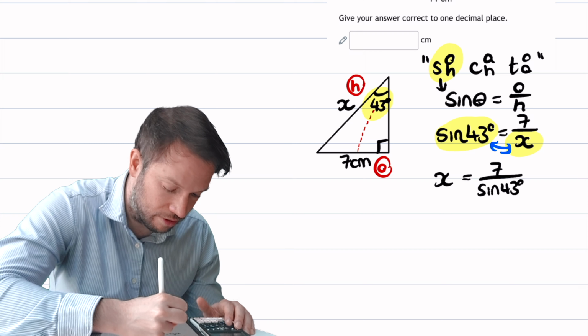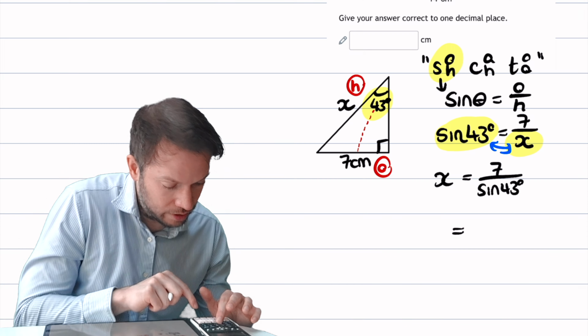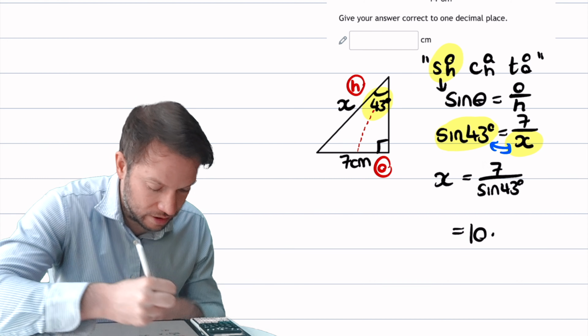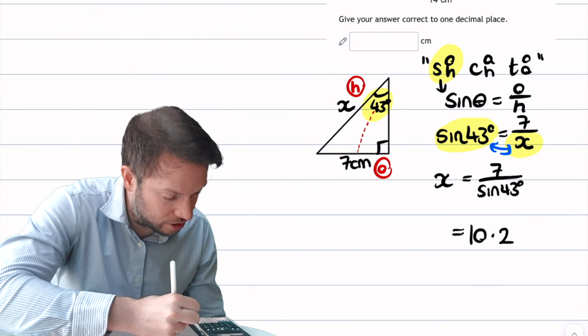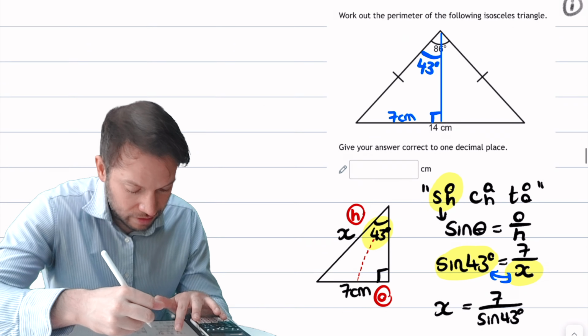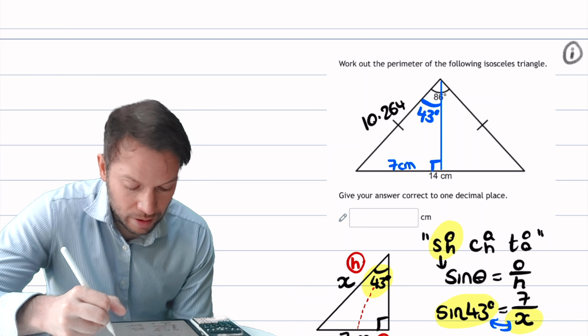So we do that on our calculator, fraction button, 7 over sine of 43. Don't worry about how your calculator works out sine of 43. You get 10 point, and how many decimal places? Well, we need the perimeter. Let's give a few decimal places. So 2, 6, 4 will do. So now we've worked out the x, which was here, is 10.264.